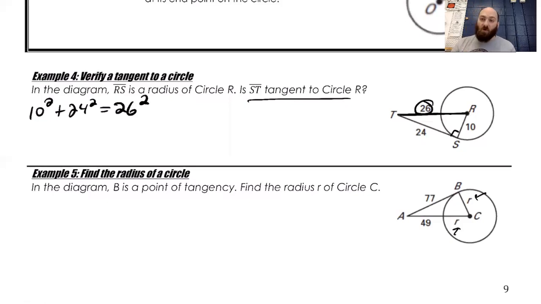This is what we did in last unit. We did our verifying what kind of triangle it is. So if these come out as equal, it is a right triangle. If these don't come out as equal, it's not a right triangle, therefore it's not a tangent line. That's my full explanation there.